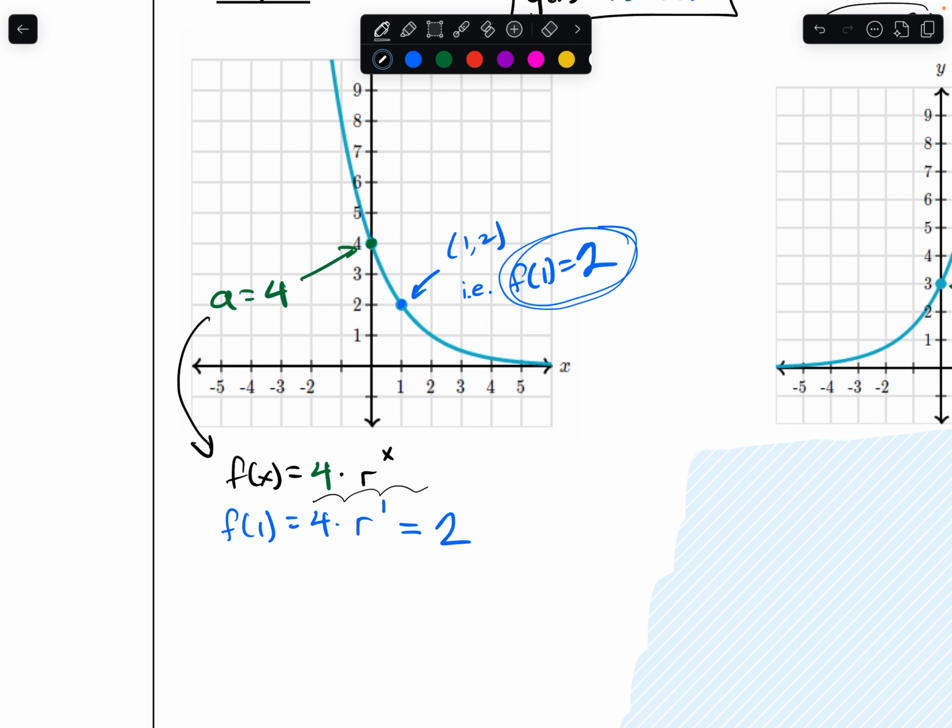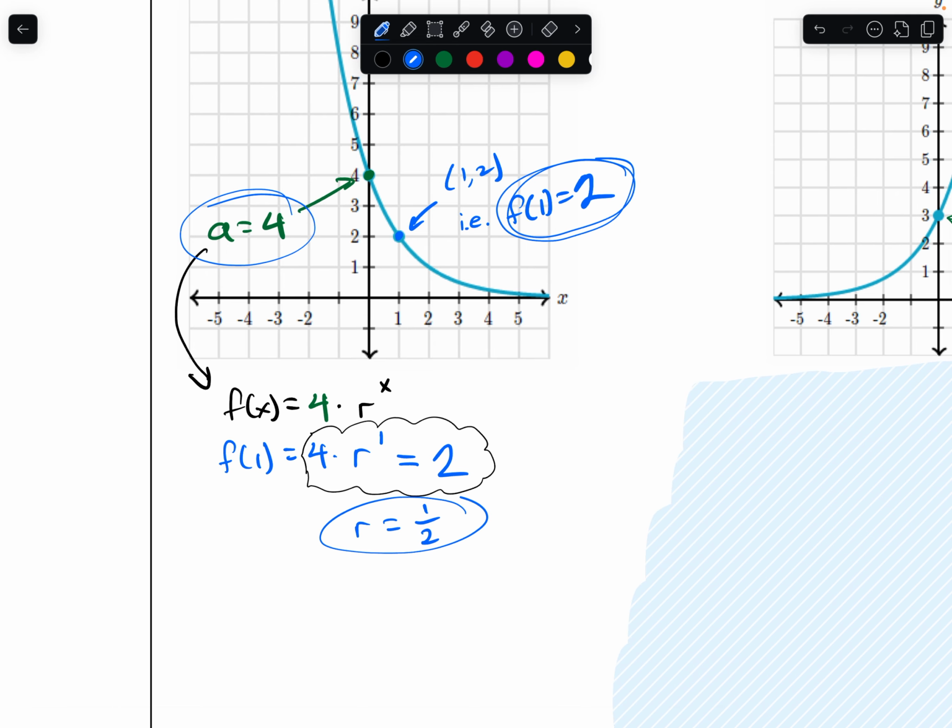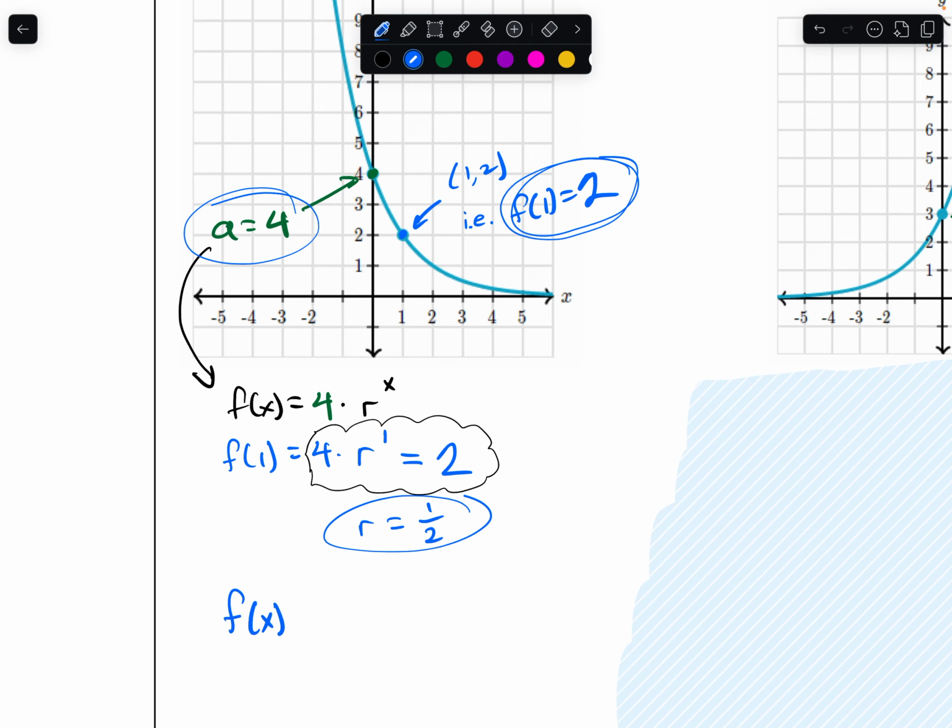So I can take this equation that we put together, solve it for r by dividing both sides by 4, and I will get that r is 2 divided by 4. I'm not going to write 2/4. I hope you can bear with me. I'm going to do 2 steps in one. 2/4 is the same as 1/2. So that's our r value. We already know our a value. So the function represented by this graph is f(x) equals 4 times our common ratio to the power of x.